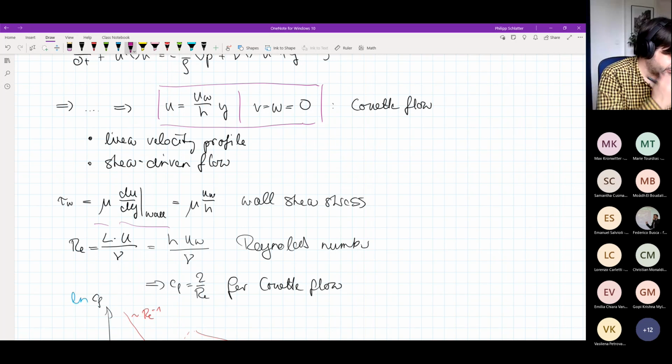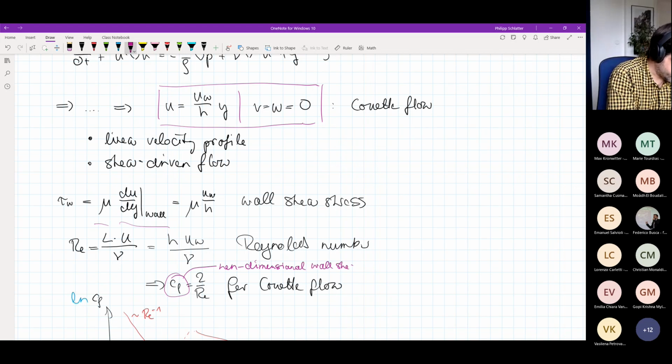And then the main result would be that we could then write the non-dimensional wall shear stress. Maybe I should write that here. So that's the non-dimensional wall shear stress. So essentially tau w divided by the dynamic pressure, that gives this, this CF.